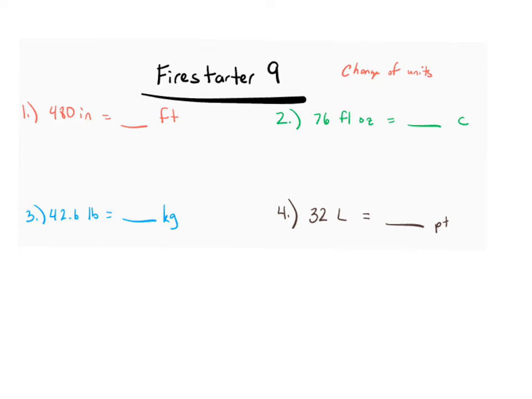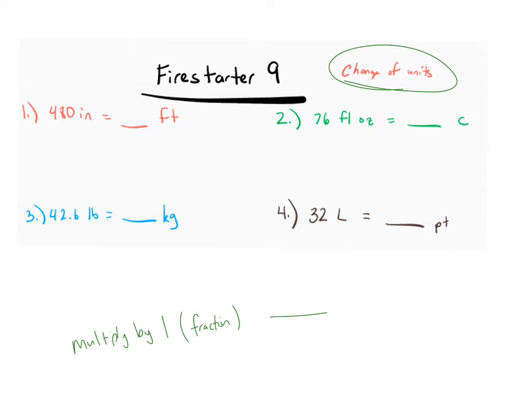Alright guys, so I'm going to go over Firestarter 9 for geometry. It's important that you understand that whenever I'm doing change of units, I'm always going to multiply by 1. Now that really means it's going to be a fraction. Alright? So I'm always going to make a fraction.